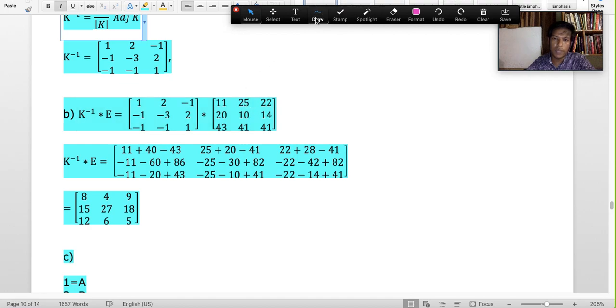So now we'll have to multiply. It will go this way, and then it will come this way, and that number will be here for the first part of the calculation. So 1 into 11 means 11, 2 into 20 means 40, and both positive, so that's a positive sign. This is negative, so negative into positive means negative. Minus 1 into 43 means minus 43.